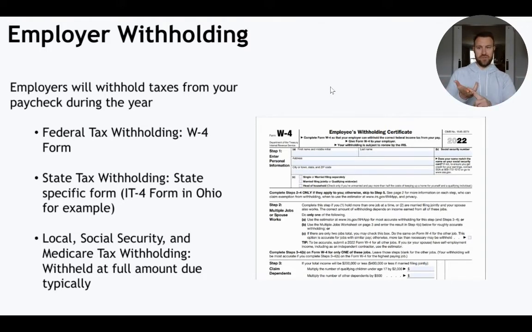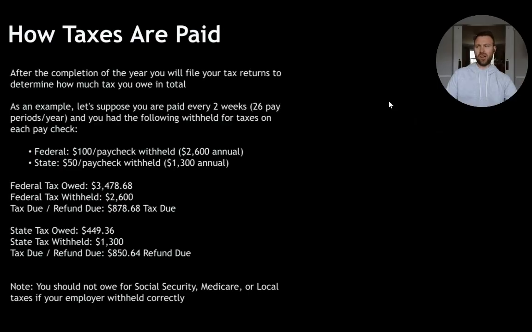Typically, your local, your Social Security, your Medicare, that's all going to be just withheld at the standard rate. So there's really not a lot to do there. But we are going to look just at how these taxes are paid. So at the end of the year, you're going to file a tax return based on your prior year's earnings.